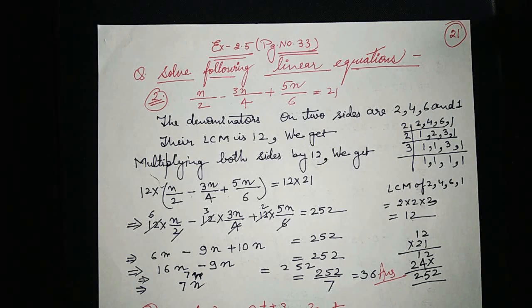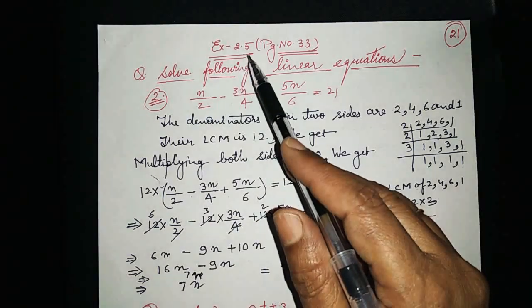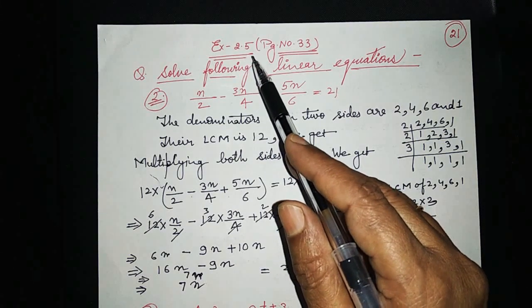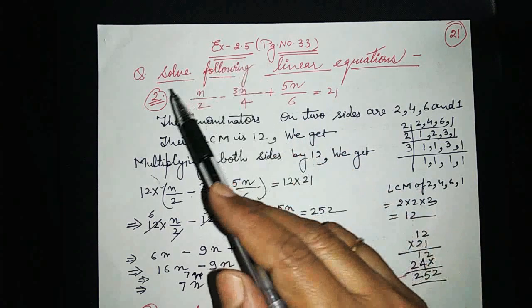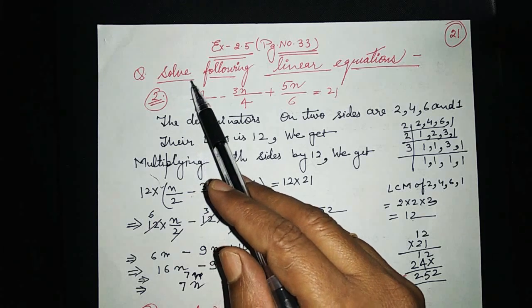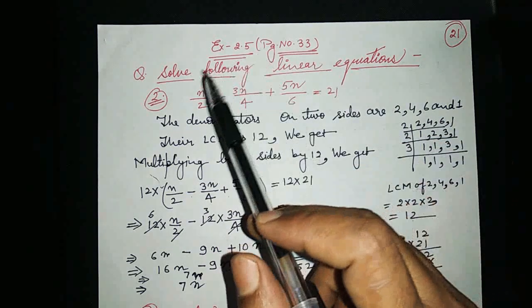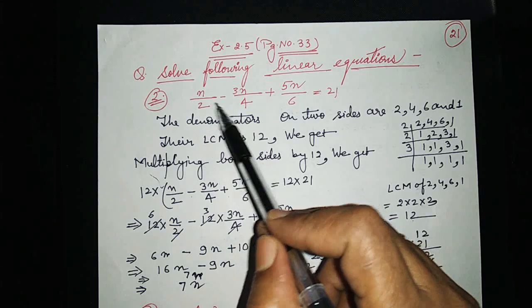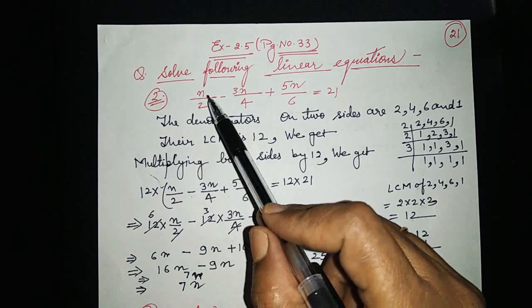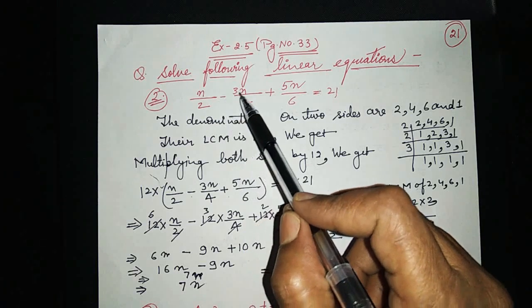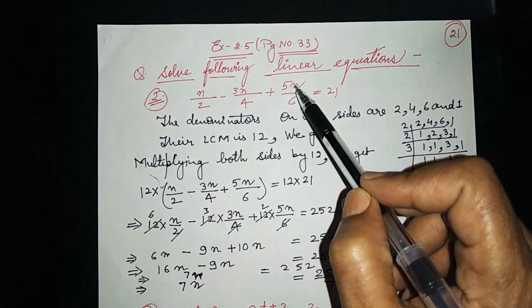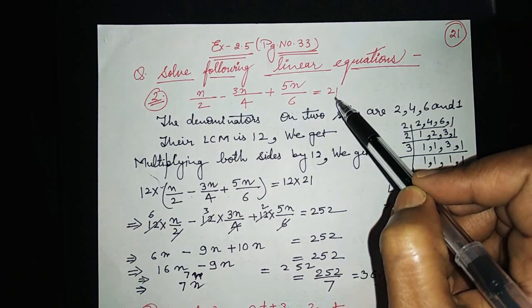Children, today you will solve exercise 2.5 of linear equation in one variable. Here you see the question. Question is solve following linear equations. In this question you see the equation of question number 2. Equation is n upon 2 minus 3n upon 4 plus 5n upon 6 is equals to 21.